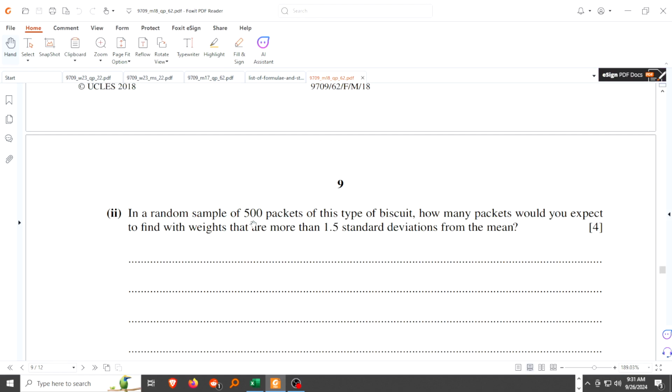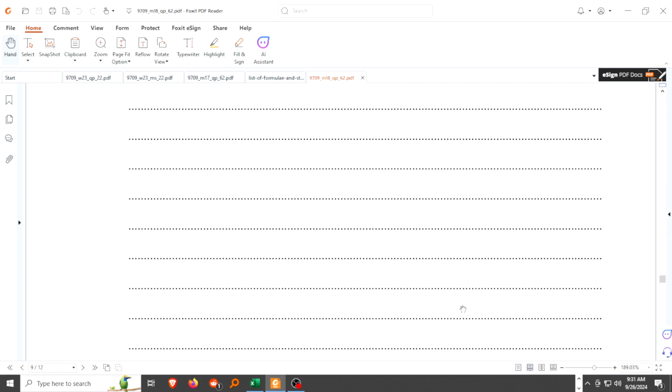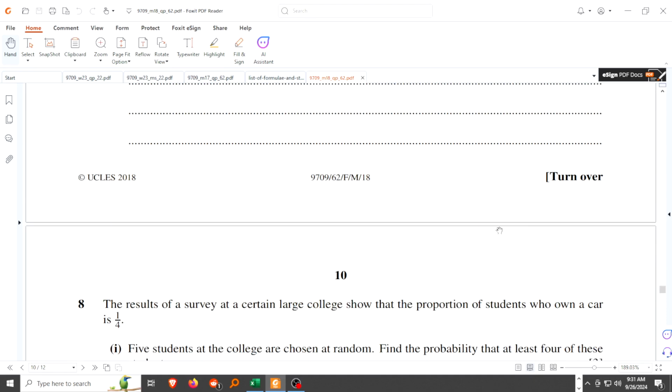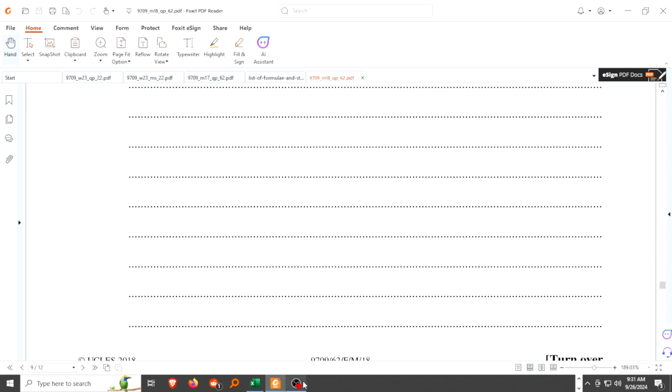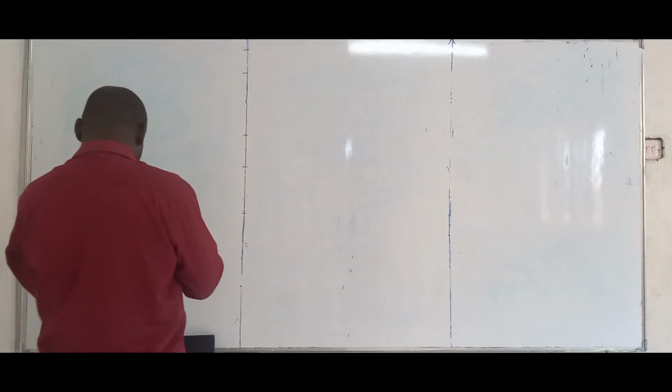Roman 2. In a random sample of 500 packets of this type of biscuit, how many packets would you expect to find with weights that are more than 1.5 standard deviations from the mean? That's 4 marks. So that's the question of interest, and we dive into the solution. Well, we proceed as follows.